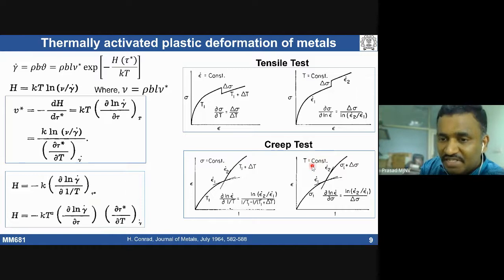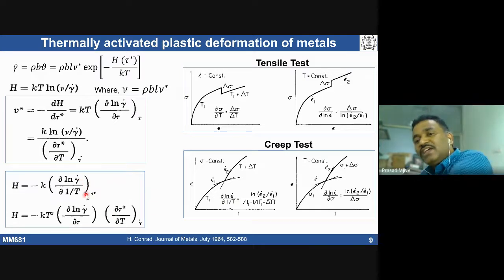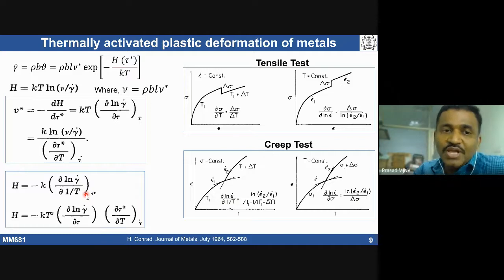Similarly, if I maintain a constant temperature, so I'm deforming the material at constant temperature, constant stress, but here suddenly we are jumping the stress, a stress jump. That can give you the change in strain rate with respect to change in stress, so that can also give you this kind of calculations. People do different types of experiments to estimate the amount of activation volume. That basically tells what kind of rate controlling mechanism.